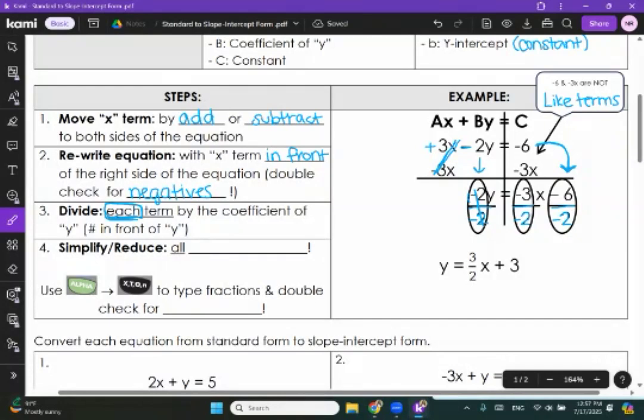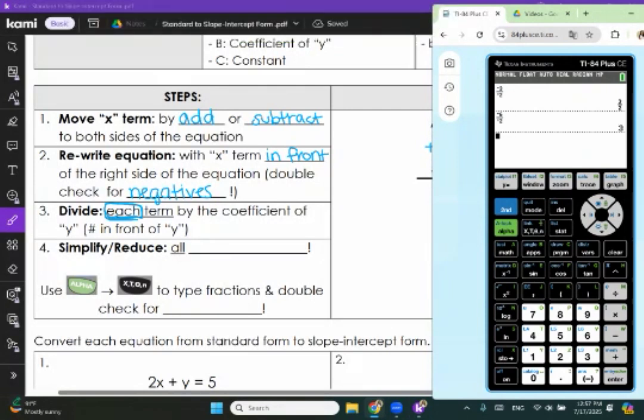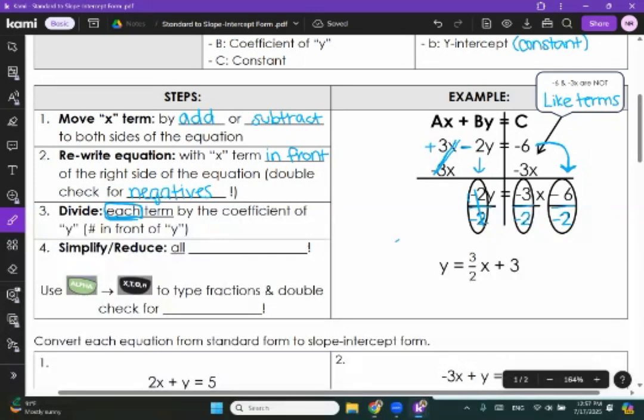So if I type in -3 divided by -2 into my calculator, notice it just turns it positive. The other fraction that we have is -6 divided by -2, and that gives us a +3, okay? So this -3 over -2 turns into a +3/2. -6 over -2 turns into a positive whole number 3, so +3. So make sure you simplify or reduce all fractions. Check for negatives.